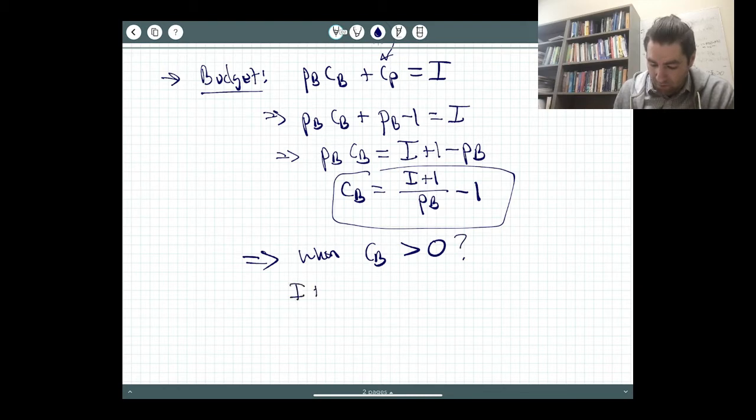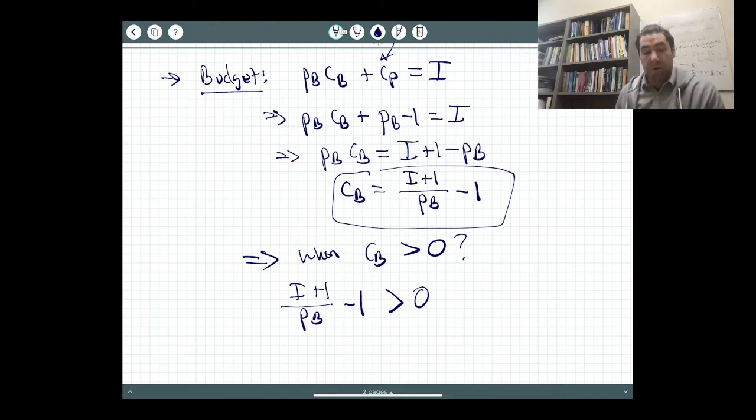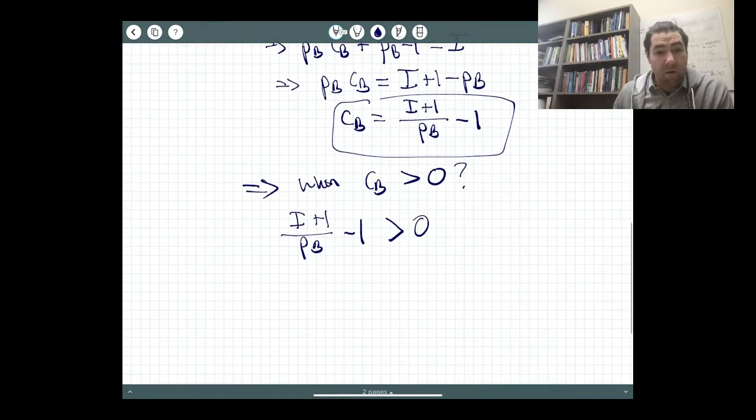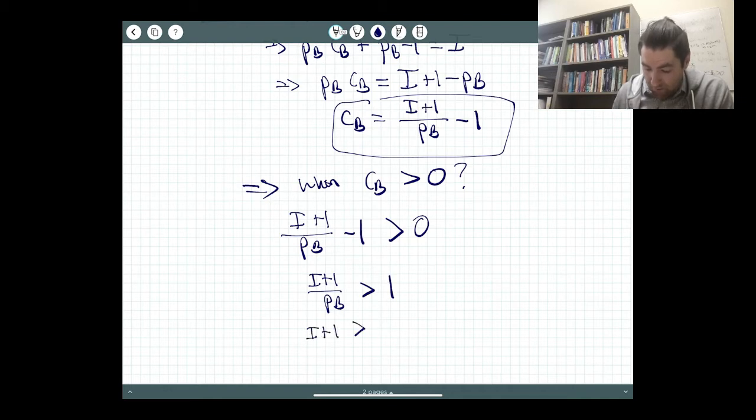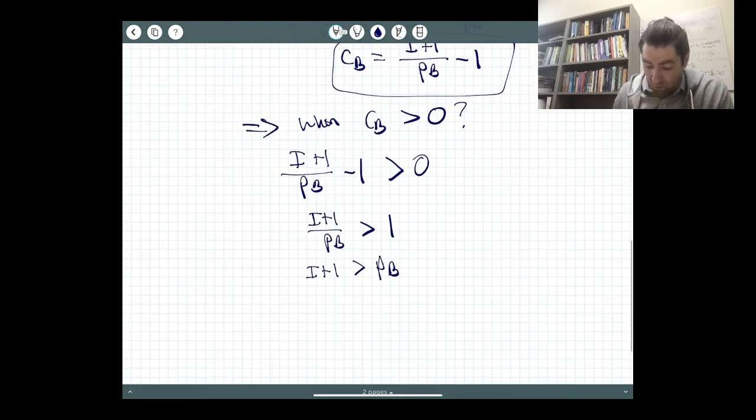Well, that would require this number to be positive. And so I can solve that out. It has to be greater than 1. And so I plus 1 has to be greater than PB. Or, another way to put that is my income has to be greater than PB minus 1.